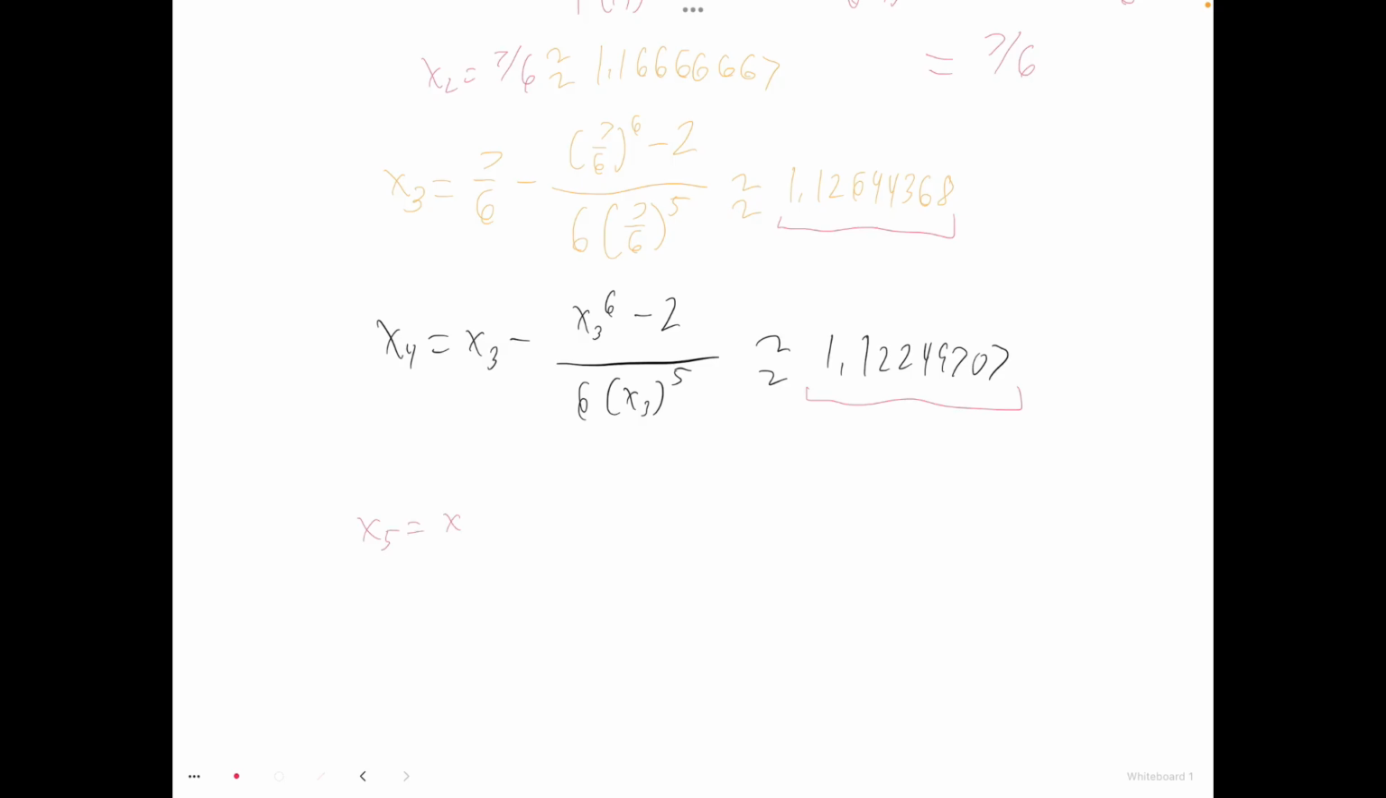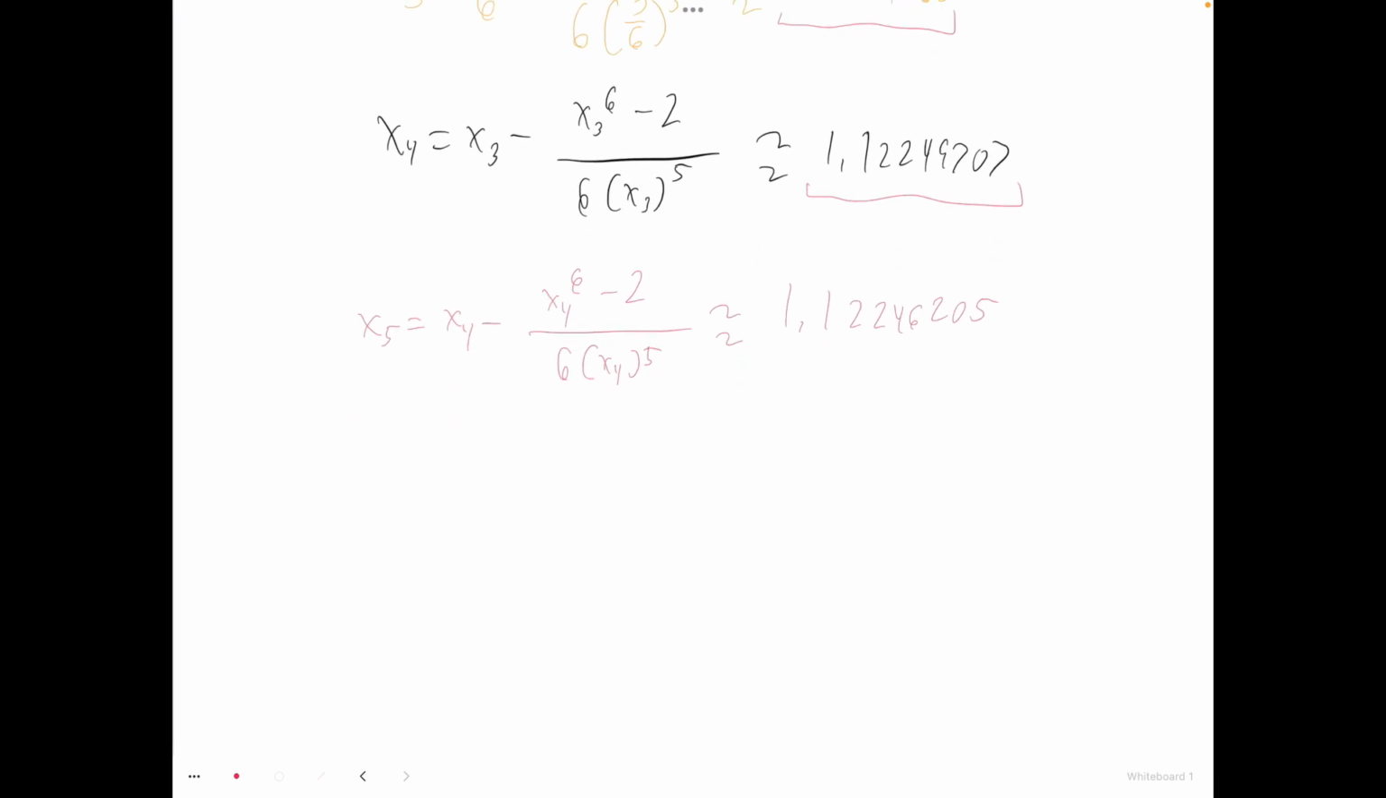So x sub 5 is x sub 4 minus x sub 4 to the sixth minus 2 divided by 6 times x sub 4 to the fifth. And this is approximately equal to 1.1224625. Notice this is the same for the first 4 decimals, but we want the first 8, so we need to go again.